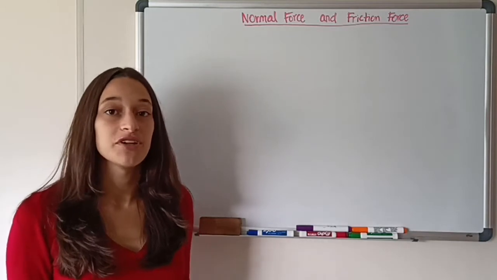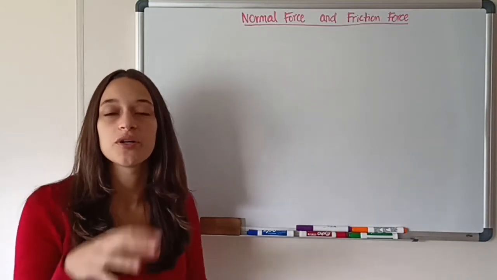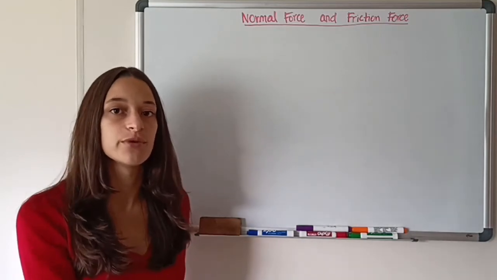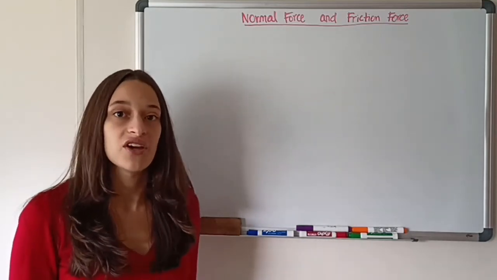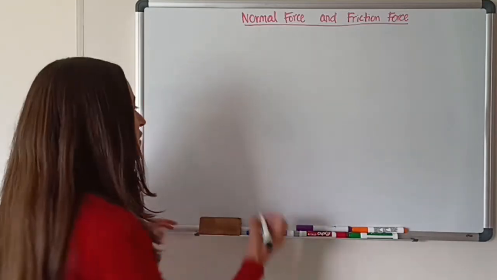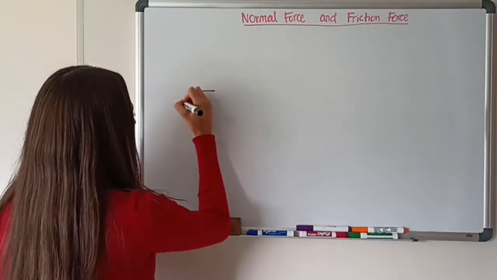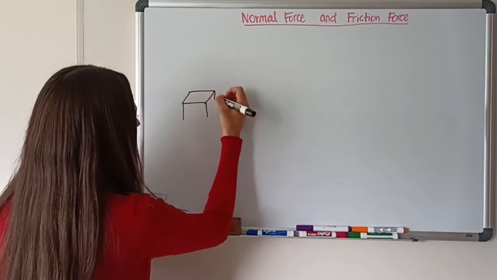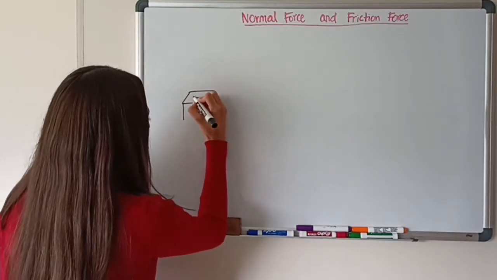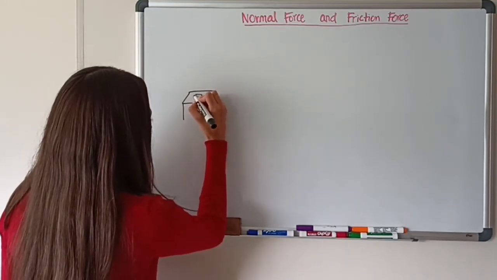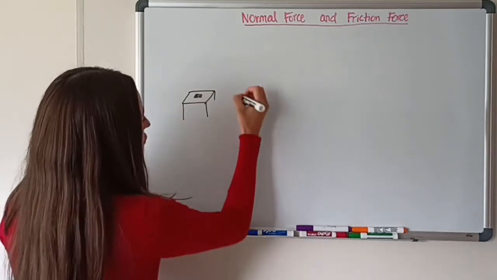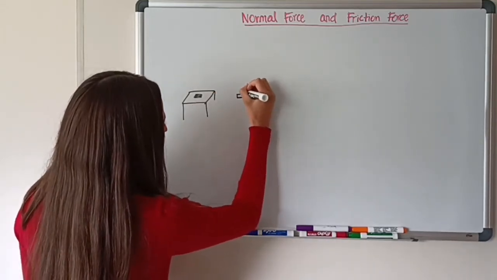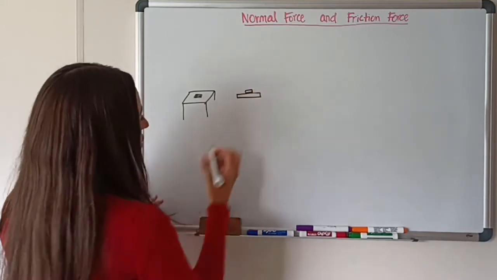So for example, if you have a table and you put a book on top of it, the book won't crash through the table and reach the ground. It'll stay there as it is. So let's see what's happening with a drawing. So we have a table, and we put a book on top of the table. So if we look at it from the side, we have the table and we have the book, right?